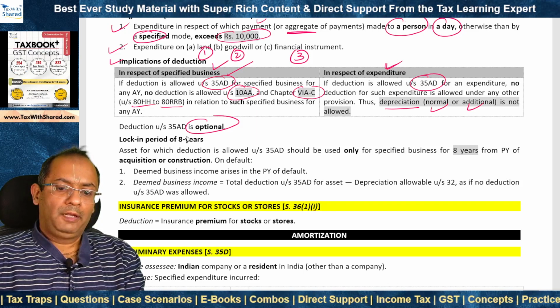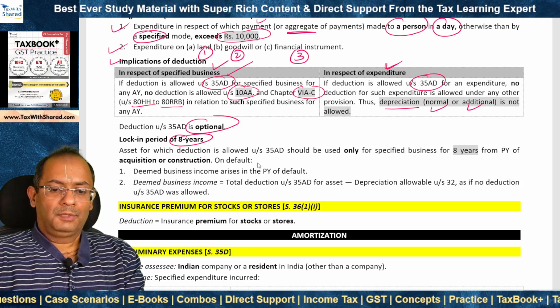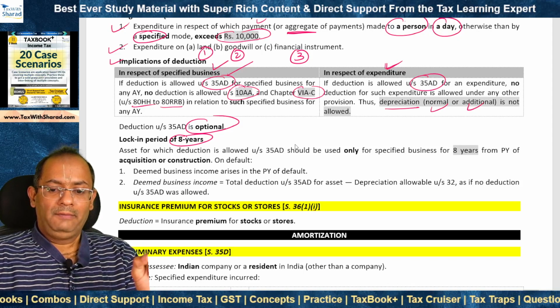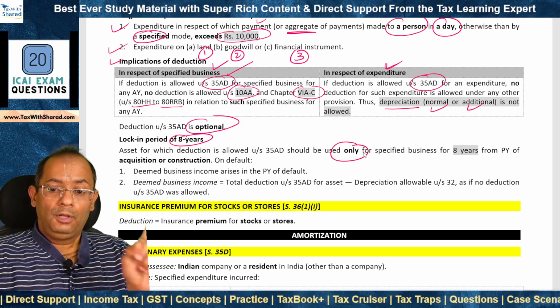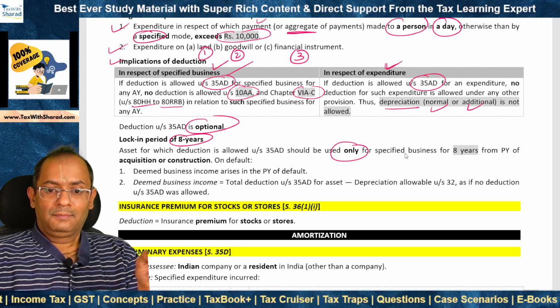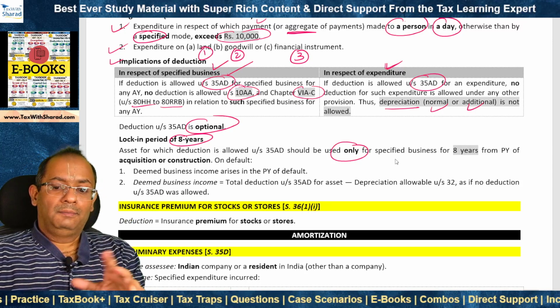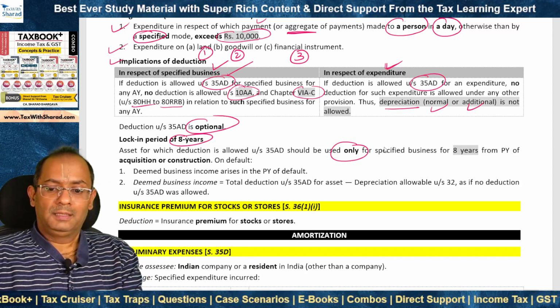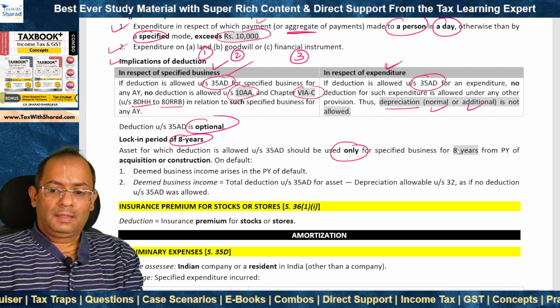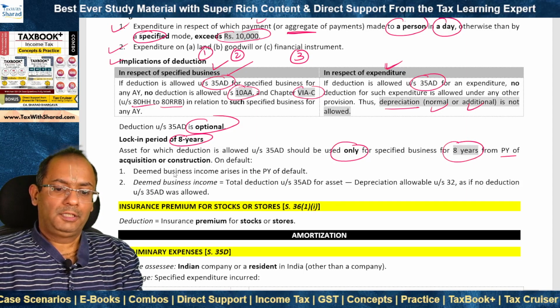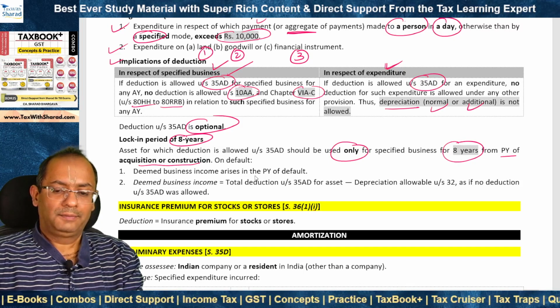There is a lock-in period of 8 years which is prescribed, which means that the asset for which the deduction has been allowed under 35AD should be used only for a specified business, right? It can be another specified business, but it should not be a non-specified business. And this restriction runs for a period of 8 years. From when? From the previous year of acquisition or construction of the asset.